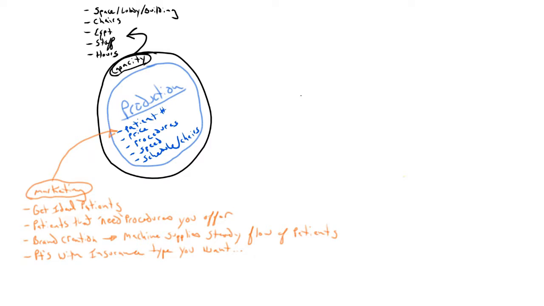If your capacity's higher than your production, you have room, you have slack in your practice, you have room to grow your production, and that's how you're going to increase profit. So what you want to do is max your capacity. You're going to look at marketing.